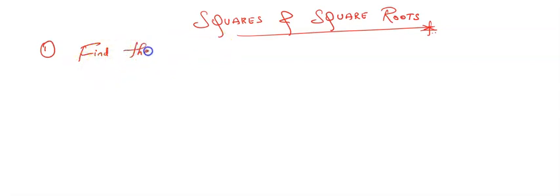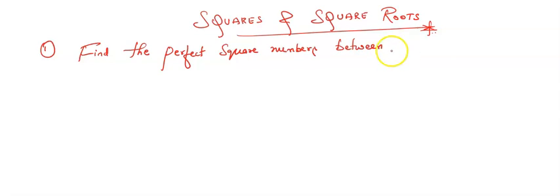Find the perfect square numbers. Find the perfect square numbers between: option 1, 30 and 40; option 2, 50 and 60.